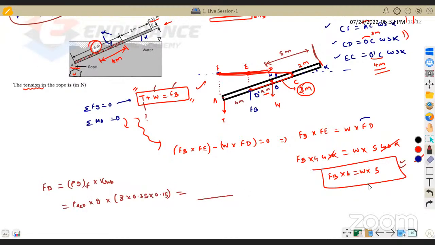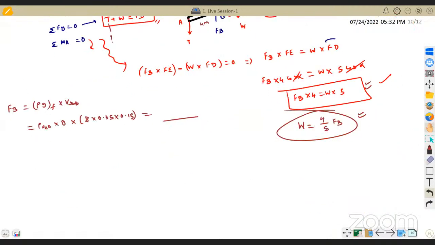And now from this, I don't need to find out the gamma. I can directly find out W. What is W? 4 by 5 into buoyancy force. So directly find out W, take it and substitute here, you will get tension. What is my tension? Buoyancy force minus W. Or else you directly substitute here also, that is fine. 4 by 5 of buoyancy force, that is 1 by 5 of buoyancy force. Whatever value you calculate from this, substitute it here, you will get the tension.